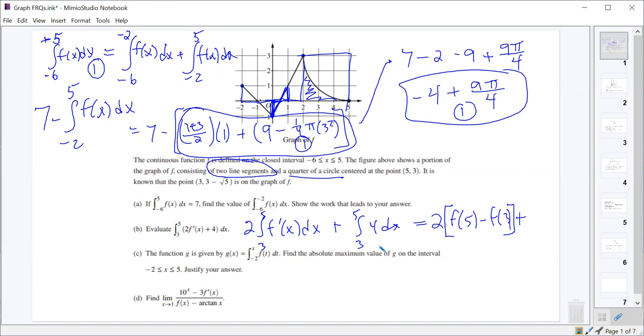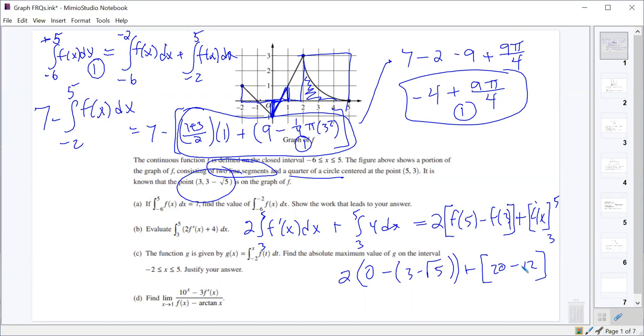And then we will add to that this integral, which is 4x from 3 to 5. And so now we've just got 2 times f of 5. So f of 5 is what? Should be 0. And f of 3, well, we can't assume that, but luckily they give us that point. And then plus 20 minus 12. And so what do we end up with there? We got a positive 8 there. We got a 2 times a negative 3 is a negative 6. That's a positive 2. A negative negative on the root 5 makes it positive, times the 2 is 2 plus 2 root 5. Good on part B or no? Any questions there?